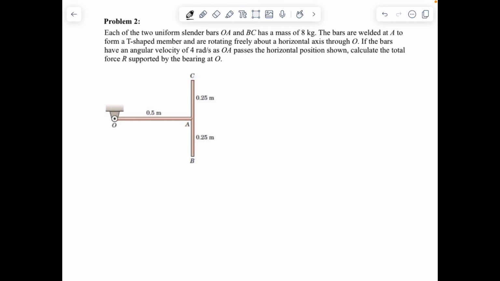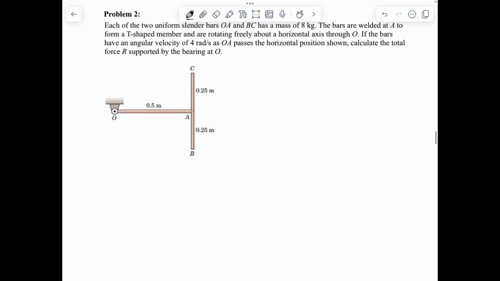Question number 2. Each of the two uniform cylinder bars OA and BC has a mass of 8 kilograms. The bars are welded at A to form a T-shaped member and are rotating freely about a horizontal axis through O. If the bars have an angular velocity of 4 radians per second as OA passes the horizontal position shown, we need to calculate the total force R supported by the bearing at O.